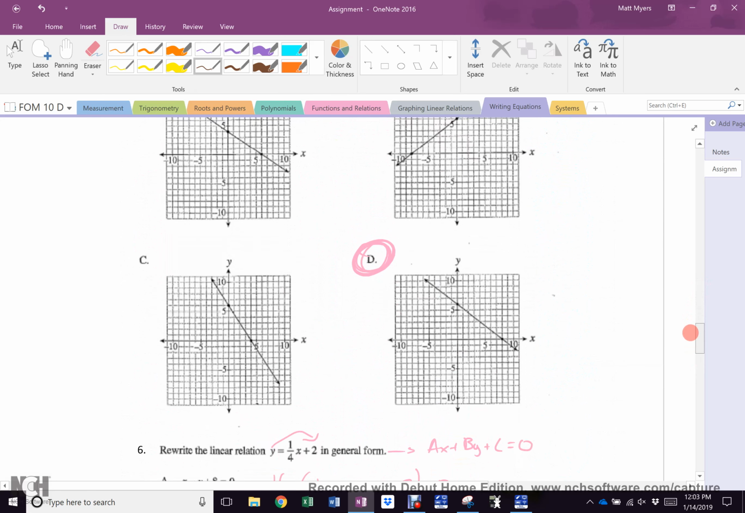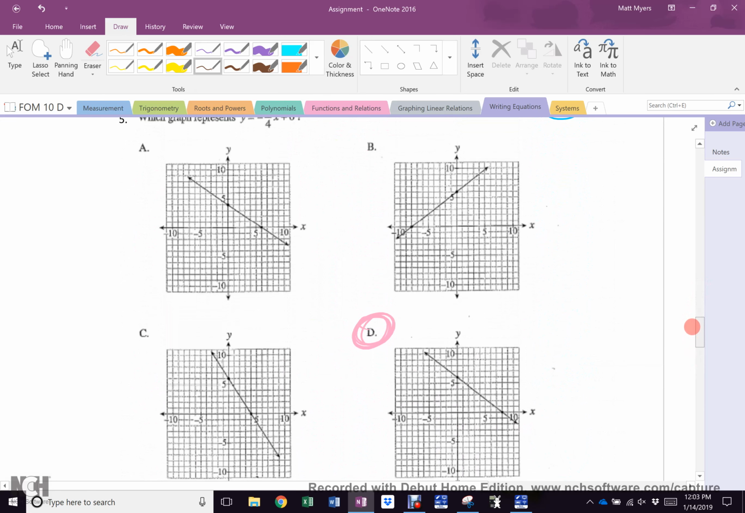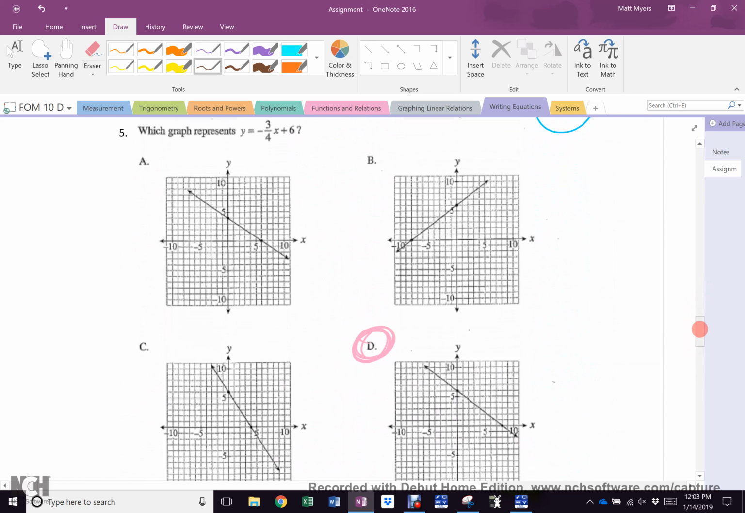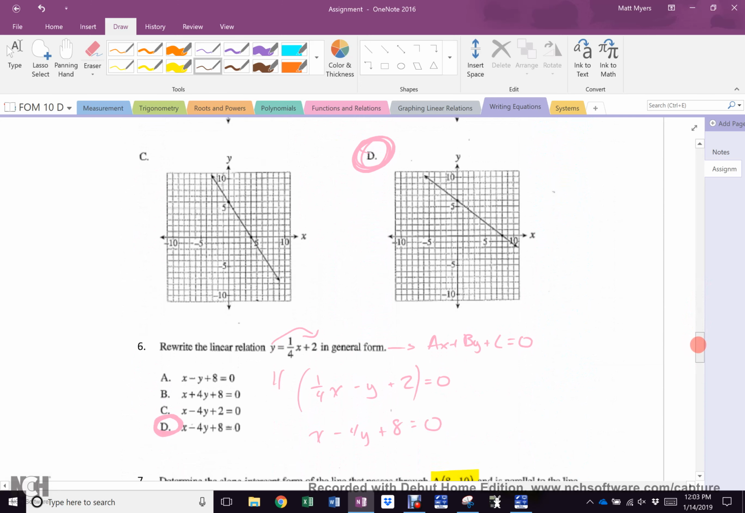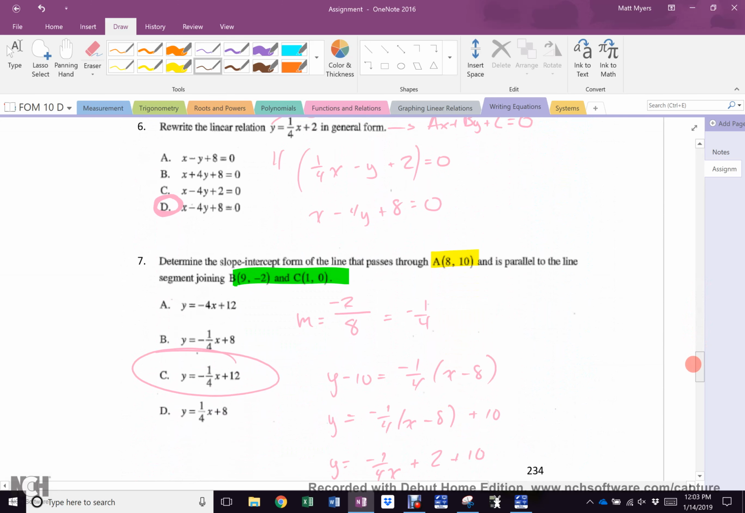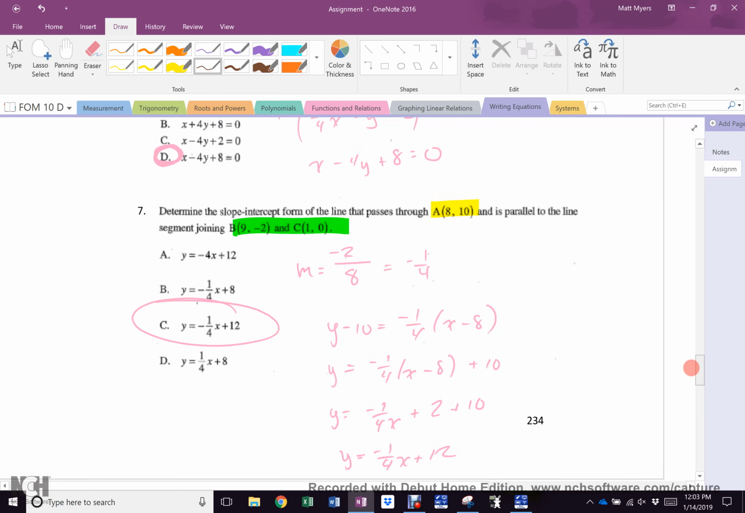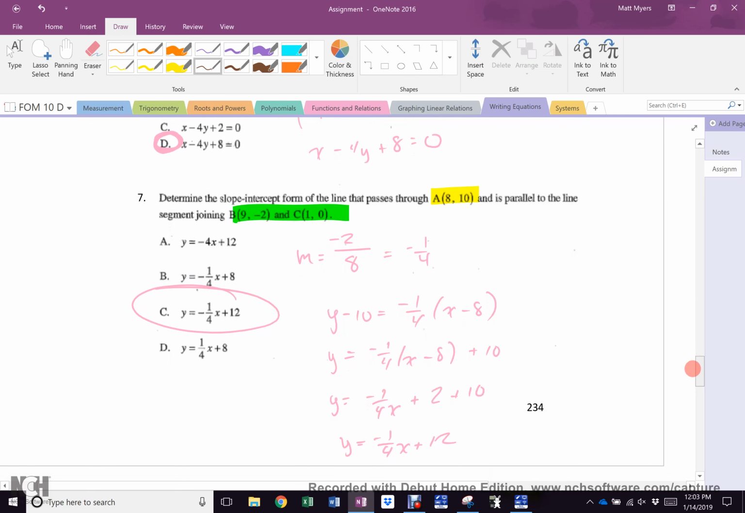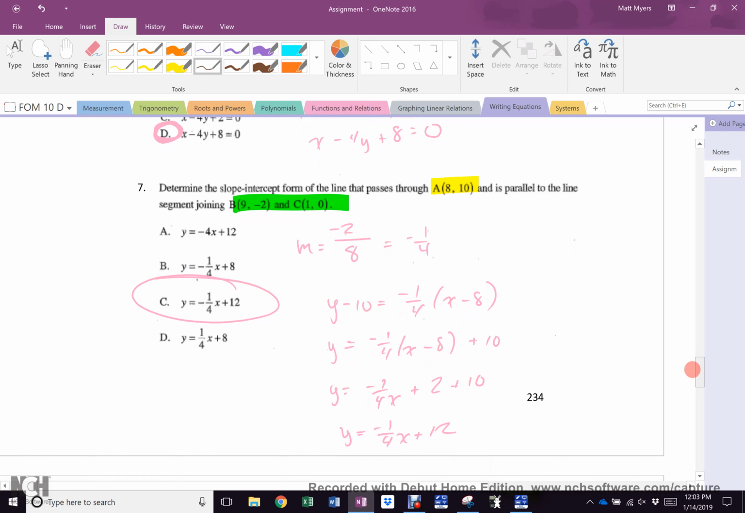Page 234 has 3 multiple choice questions. Barring anybody needing to know why, the answers are D, D, C. Does anybody want to see the work for any of them? It's all on the screen. Just tell me which one you want. I'll just stop there.